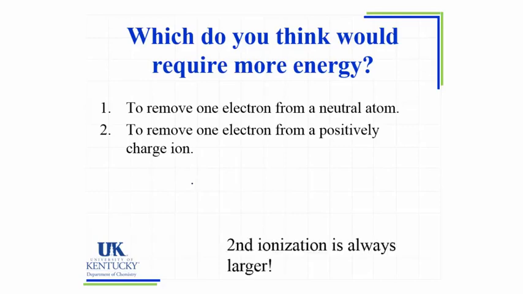Well, if you chose number 2, you'd be correct. It always requires more energy. No matter which atom you're talking about, it's always going to require more energy to remove the second. And we could keep that going and going. We could remove more and more electrons as we go through, and it would keep requiring more and more energy to do so.